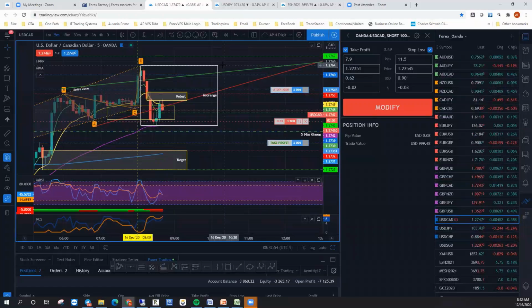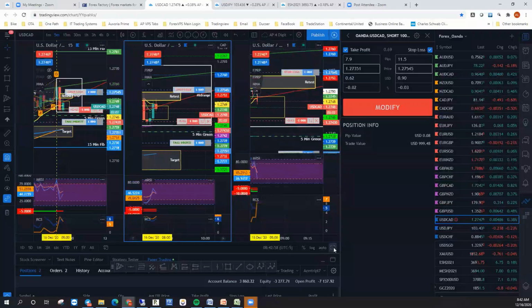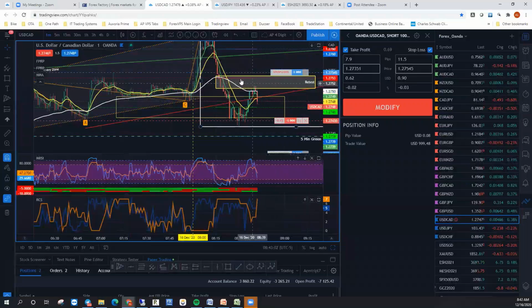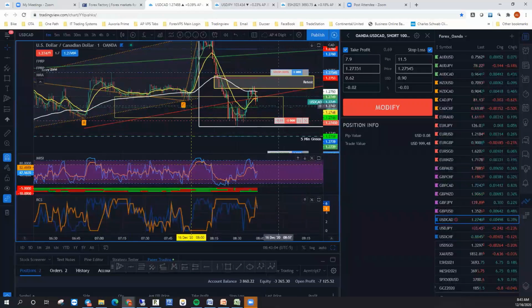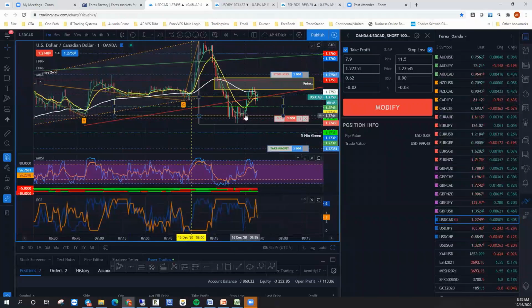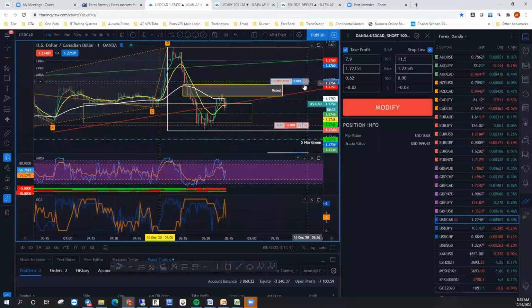Al, what does your 1 minute look like, please? My 1 minute looks like it's got the consolidation going on right now. All the moving averages are consolidating. We've got the green sandwiched in between the white and the yellow. Right now it's just consolidating. We'll have to wait and see how this thing breaks out. If it does break out, then I'll be stopped out on this one.